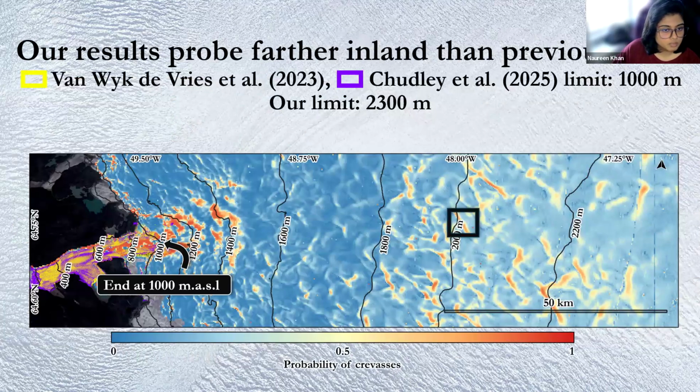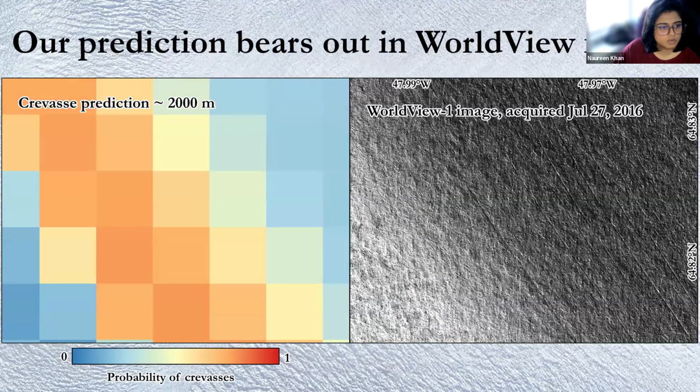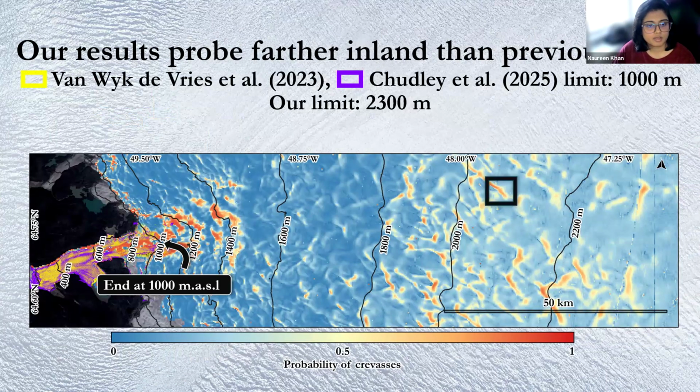And then let me show another area. This is about 2,000 meter elevation over here. On the left side, we have the crevasse prediction from the regression method. And on the right side, we have the WorldView-1 image from July 27th, 2016. As you can see, there are these very fine lines that are again complementing very well with the crevasse field over here.